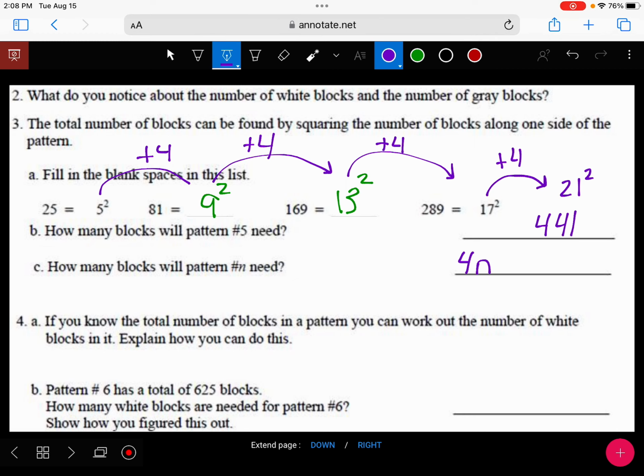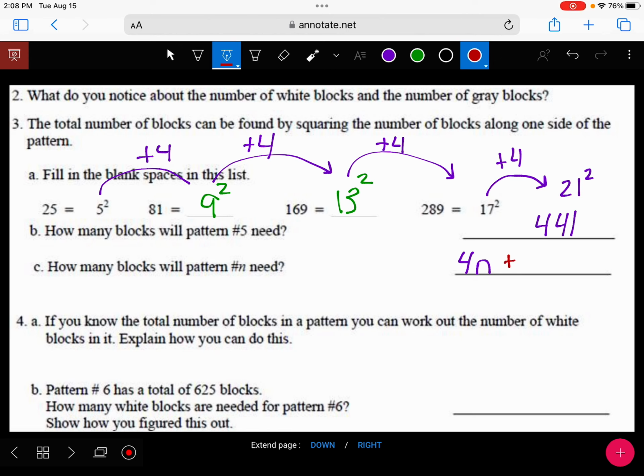So pattern 1, 4 times 1. Pattern 2, 4 times 2. Pattern 3, 4 times 3. It puts us really, really close. We have to use this 4n. But then we might need to add something.